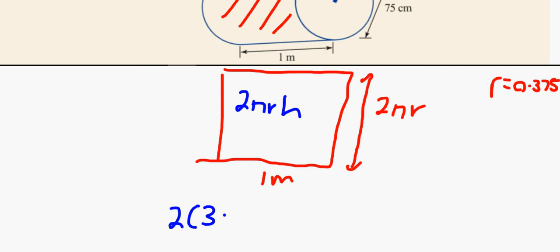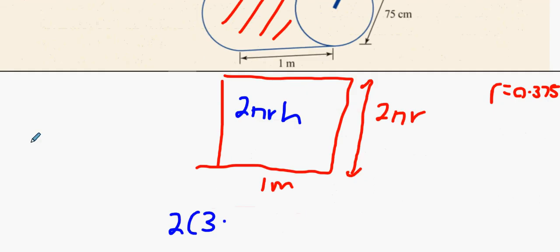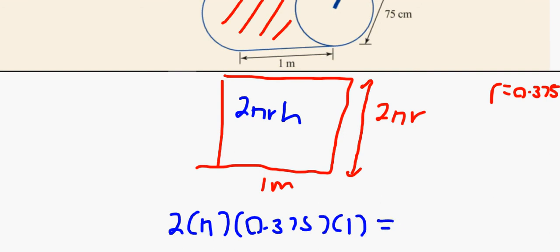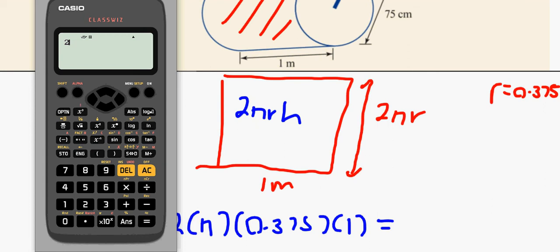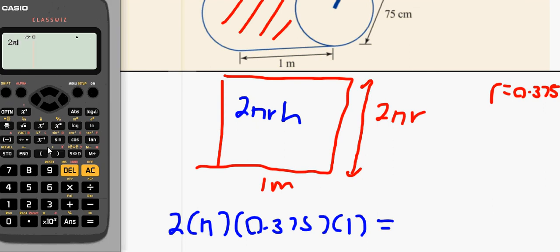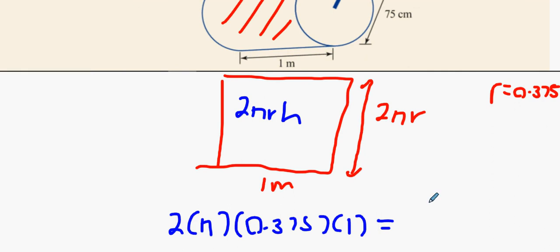It didn't tell us, so use the pi button in the calculator. 2 times pi times 0.375 times 1. Does anybody have that answer for me? 2.4. Do I have to round it off? To how much do I have to round this? 2.36, 1 decimal place. Good man. Yep, 2.36, which is 2.4. Happy? 2.4 meters squared.